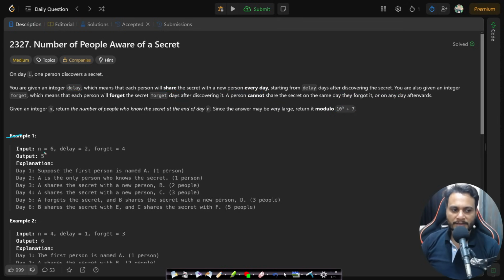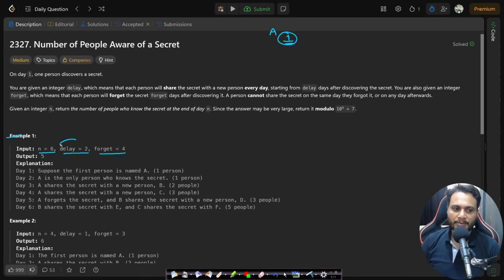If you look at the first example, then you have n equals 6 days, the delay is 2 and the forget is 4. Now let's say that if a person has to start, then he can actually know the secret on day 1. So let's say this person is A and he will be knowing the secret on day 1. The first person will always be knowing the secret on day 1, because why delay the information being shared to the first person? The earliest period is day 1.